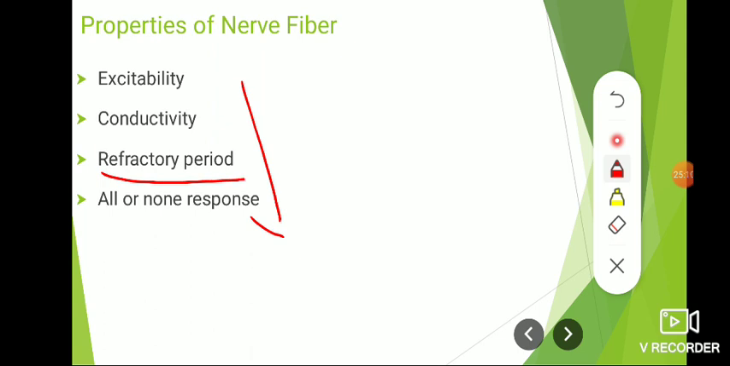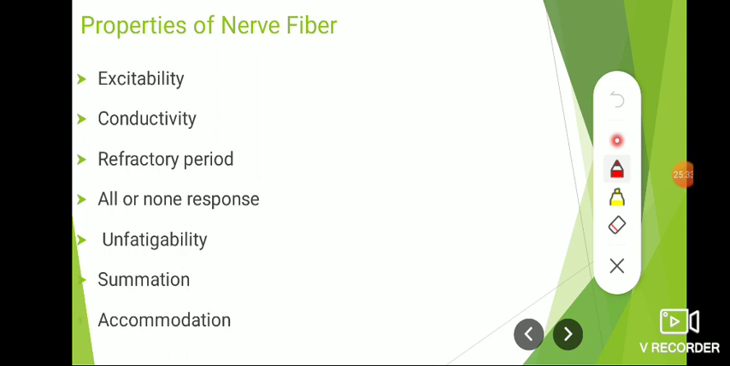Refractory period we have already discussed in detail during action potential. What is a refractory period? The all or none response is the same as for the action potential. If you are giving a threshold stimulation, then the action potential generated is maximum. With a suprathreshold stimulus we will not get more; the same height will be there. Now a few additional properties the nerve fiber has: unfatigability, summation and accommodation. So let's see these three properties.